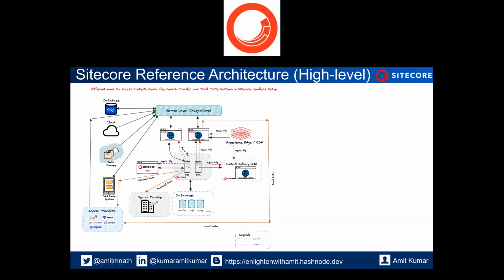And when you are publishing data from a CM, the data will be published to the CD itself, to the web database, and also the data will be published to the search provider if you have your own Solr setup. But if you do not have your own Solr setup, or you want to push data to Coveo or anything, a connector will be there, or you will have a webhook to push the data, and that can be exposed via the service layer to your front-end application. So this diagram is explaining different ways to access the content, media file, search provider and third-party applications.